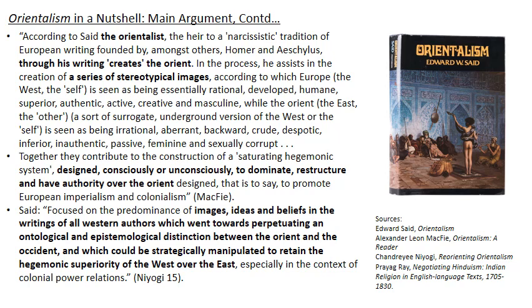So it's all here. It's very simple: a set of stereotypical images about the East, which serves to consciously or unconsciously perpetuate an asymmetrical relation of power between West and East.